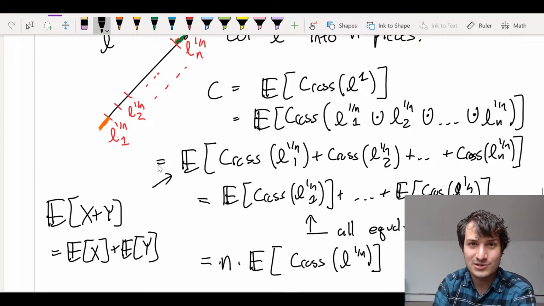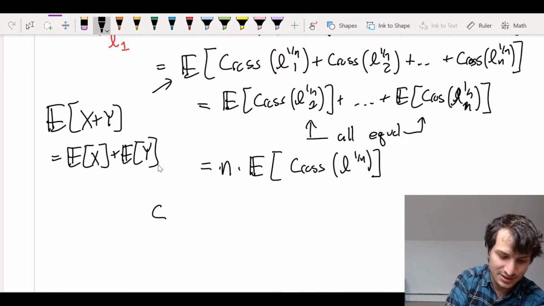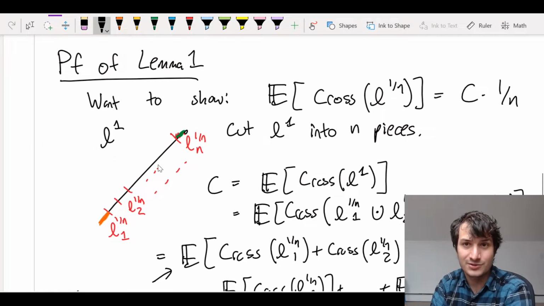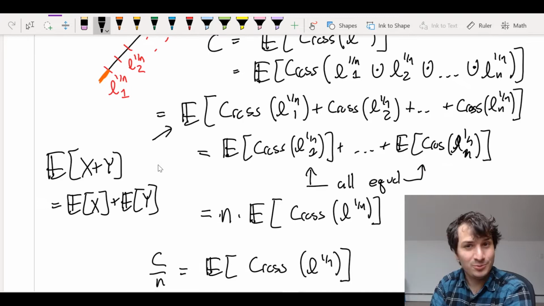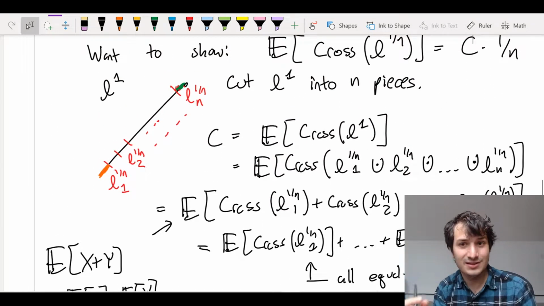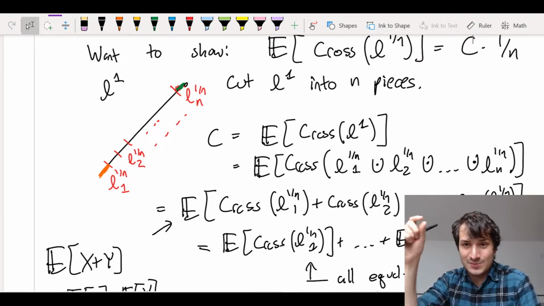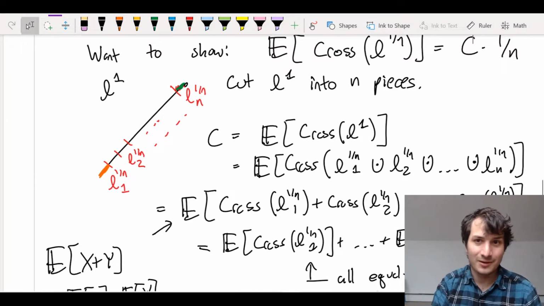Okay, now we can look at where we started. C equals n times this thing. So we just rearrange the equation. C over n equals the expected number of crossings of L1 over n, which is exactly what we wanted to show. So we did it. Good for us. So maybe the proof came out harder than it actually seems. We just cut the noodle into n pieces. Each piece is identically distributed, so they have the same expected value. And therefore, the expected value of each piece is 1 over n times the expected value for the whole thing. All right, not so complicated.